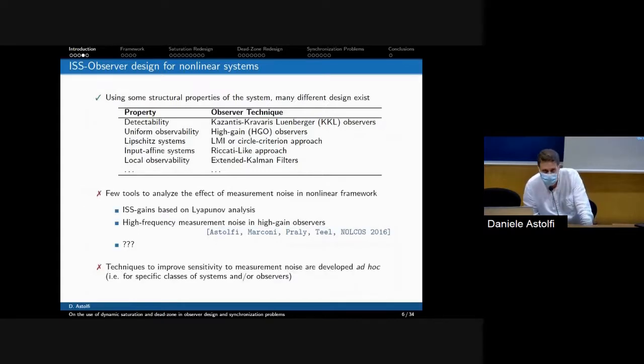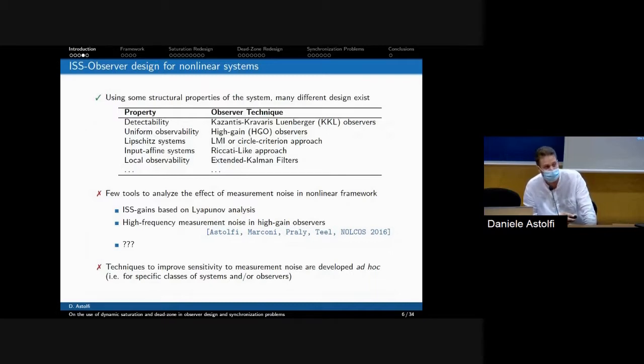But one of the main problems in nonlinear systems is that there are few tools to analyze the effect of the measurement noise. The main reason is that in nonlinear systems, we cannot use Laplace transform and Fourier transform, and therefore frequency analysis. So basically, I know very few tools that are able to analyze the effect of the measurement noise.